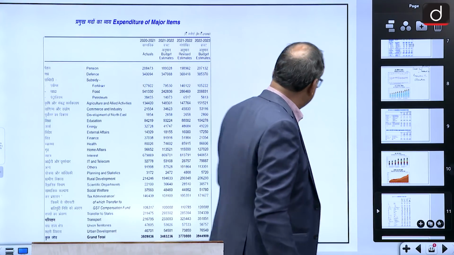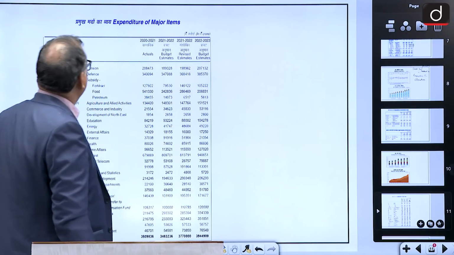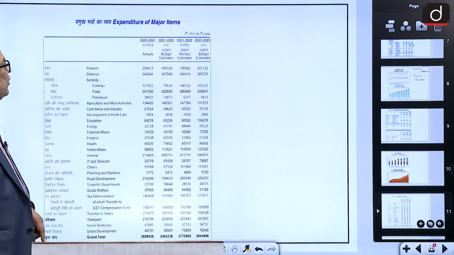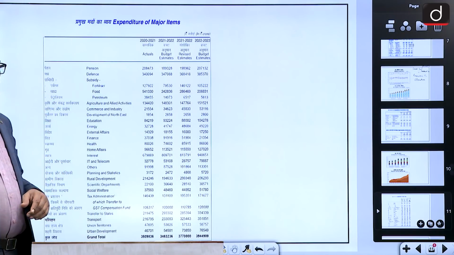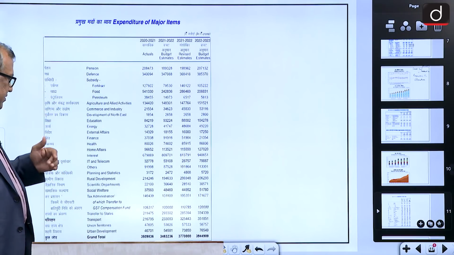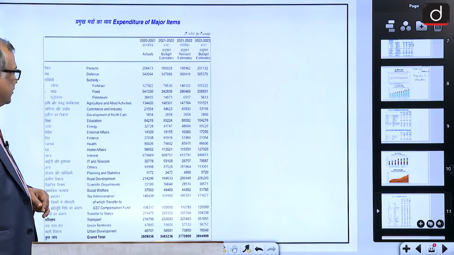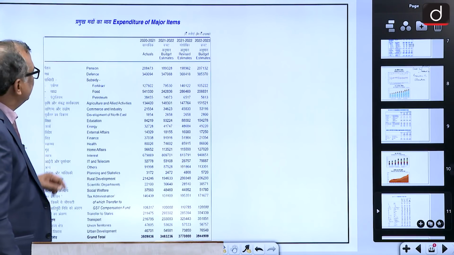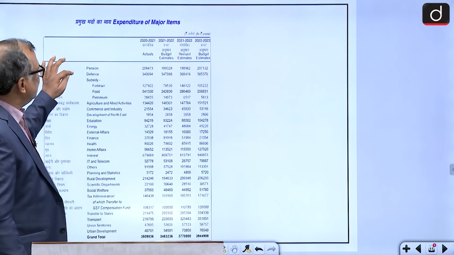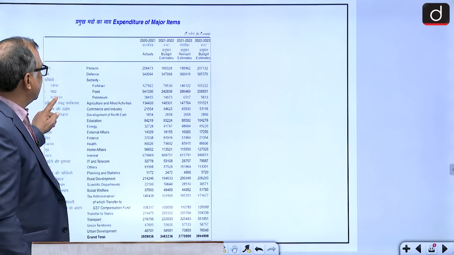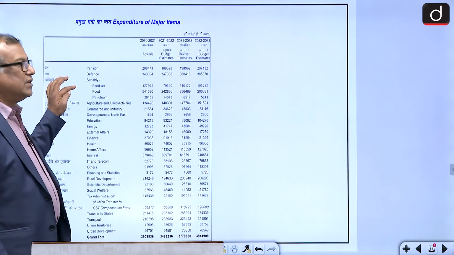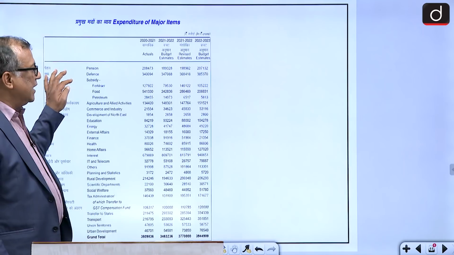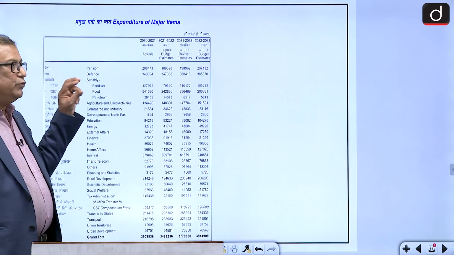Now look at the next page: expenditure of major items. Here again there are questions on ascending, descending arrangement of items. One is pension, another is defense, another is subsidy, then other expenses are there. You know that the first three expenses are called revenue expenses, and they contribute to the creation of revenue deficit.